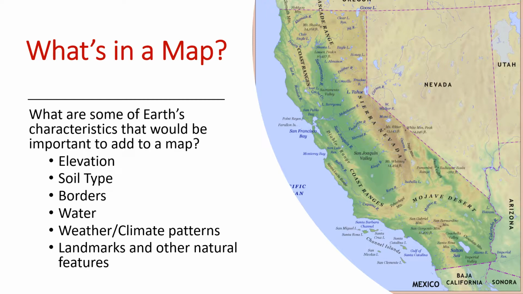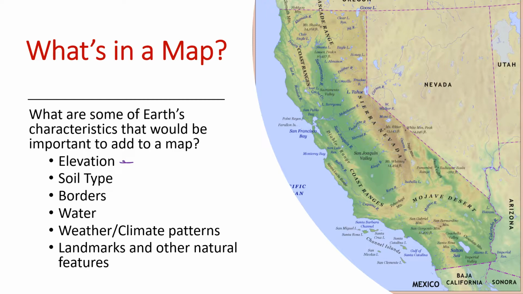So what do maps tell us? Of course, we know that they have to have a legend and they have to have a scale, but what are the types of things that we're actually looking for when we're looking at a map? Well, one is elevation. Am I looking at a mountain? Am I looking at a valley, or is the land pretty flat?